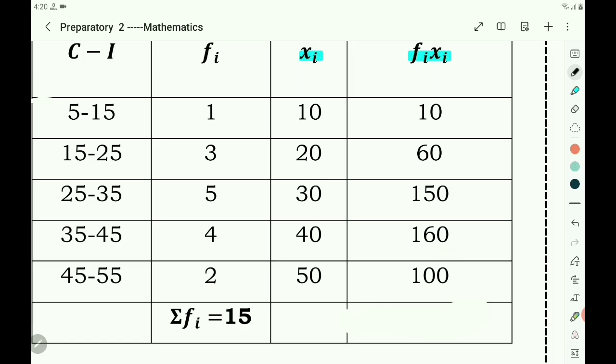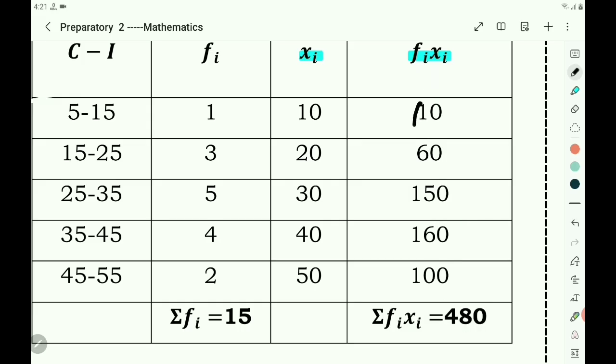Then find out sigma Fi and sigma Fi xi. Sigma Fi is equal to 15, that is the sum of all Fi: 1 plus 3 is 4, 4 plus 5 is 9, 9 plus 4 is 13, 13 plus 2 is 15. Here also add all, you will get 0.